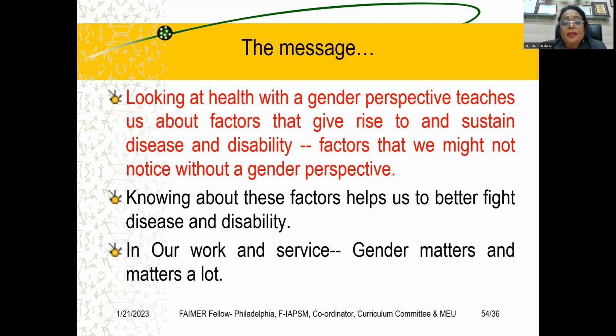So looking at health with a gender perspective teaches us about factors that give rise to and sustain disease and disability, factors that we might not notice without a gender perspective. I like this word, gender lens, gender perspective. So knowing about these factors helps us to better fight disease and disability. So in our surveys, gender matters. Gender matters a lot.